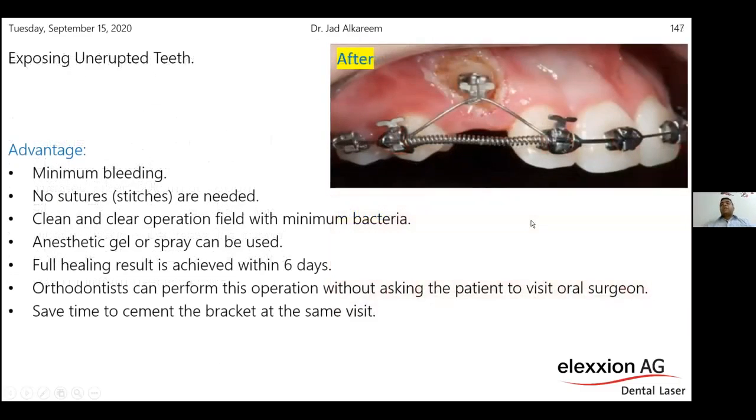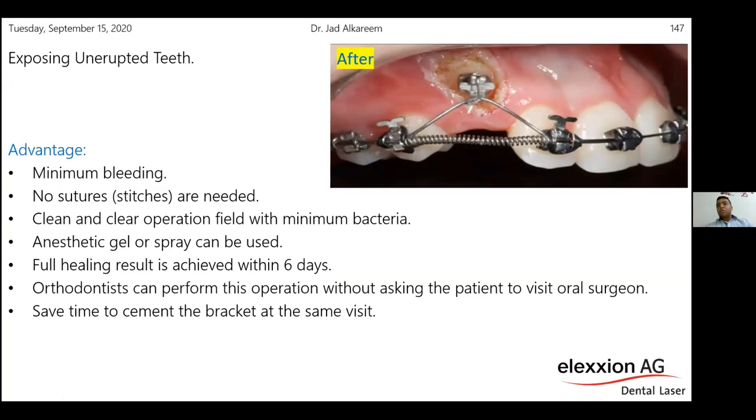So the advantage of using the laser for the orthodontist is that the orthodontist can attach or cement the bracket at the same session. After he exposes the tooth, he doesn't need to wait some days until the bleeding stops, and then have the patient come again to attach or cement the bracket.